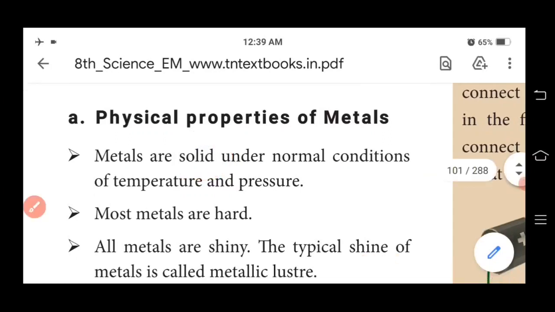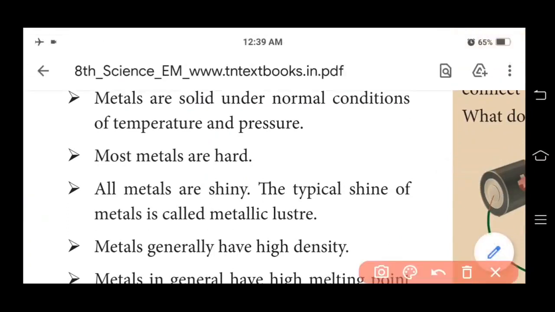And then the second one is, metals are hard. So we know that iron, gold, silver are hard substances. And then the third point, all metals are shiny. We know that gold is a shining metal, and silver is also an example of shining metals. The typical shine of metals is called metallic luster.